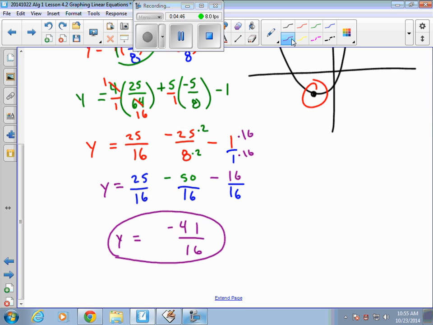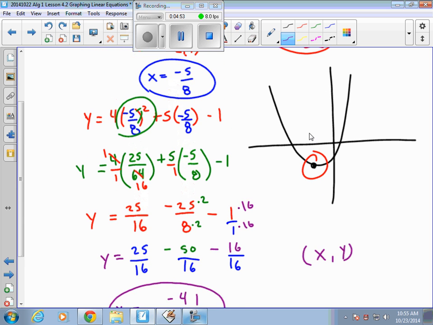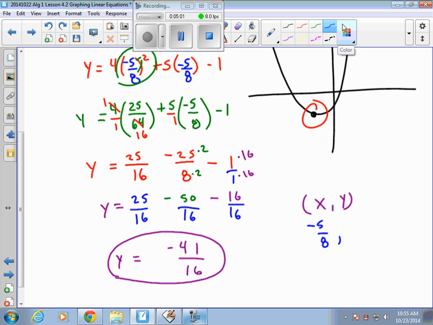So your vertex is x comma y. Your vertex was the negative 5/8 we found originally, this one here. And I know this was a very long problem to find these two values. And the new y value we just found, negative 41 over 16. There is your vertex. The other problems go a little bit quicker.